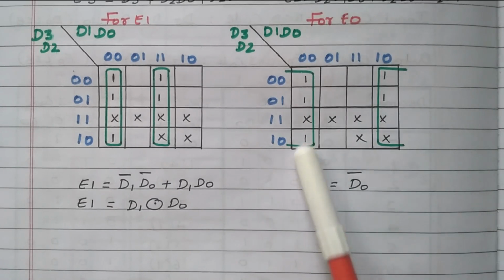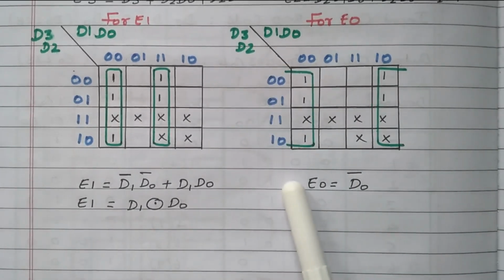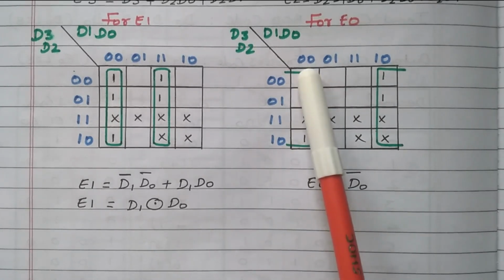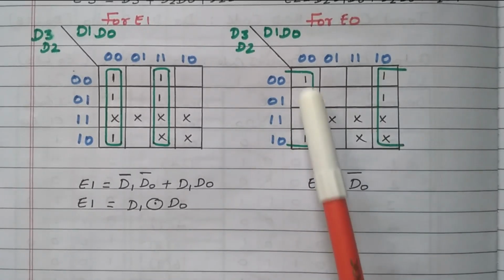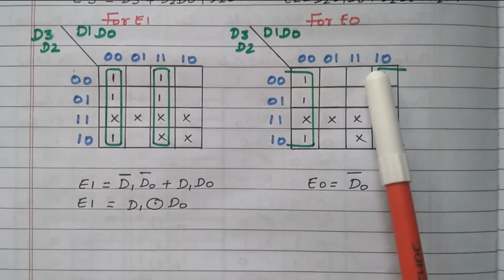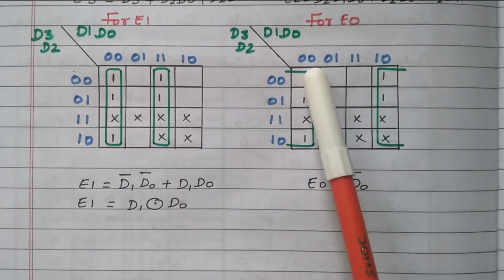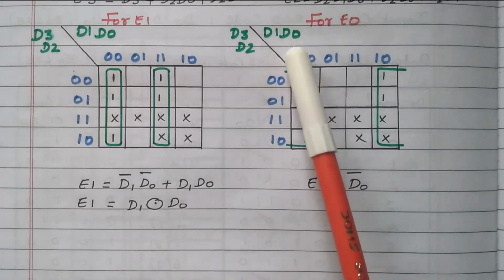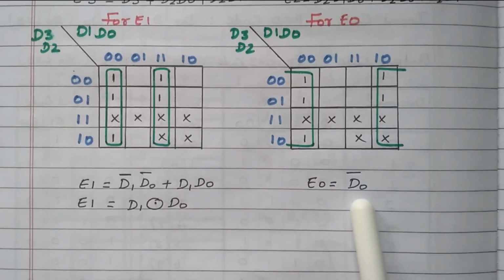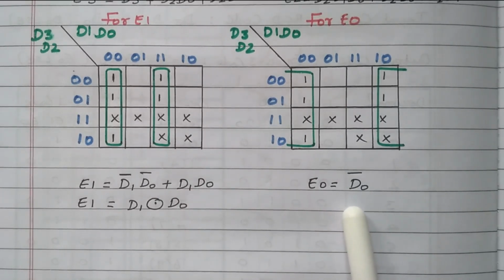While grouping the 8 cells, we have to refer to the corresponding row, so the corresponding row got cancelled. Then we have to refer to the corresponding column, first column and last column. What is available here? 0, 0, 1, 0. The first number here is 0, here 1, so it got cancelled. The second number is here also 0, here also 0, so we only have to refer to the second number. What is the second number? D0. 0 means D0 dash. So E0 equals D0 dash. Right, so now we got the expressions for E3, E2, E1 as well as E0.